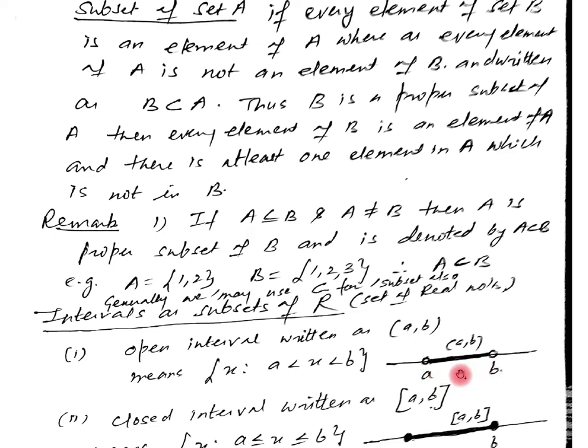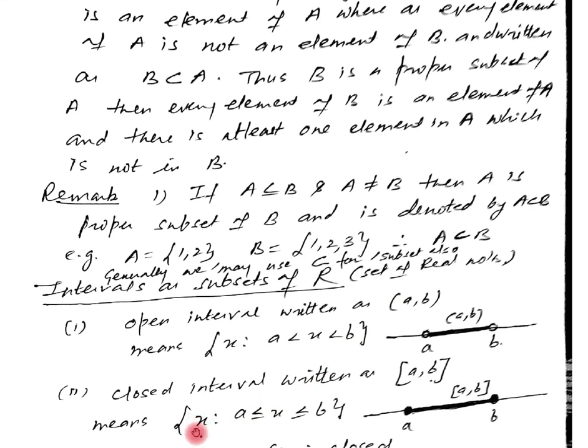This is the open interval. It means all the real numbers lying between A and B, but A and B are not included. This is known as the open interval. See it again: we are using the round bracket for the open interval, meaning all the real numbers lying between A and B. This is known as the open interval.